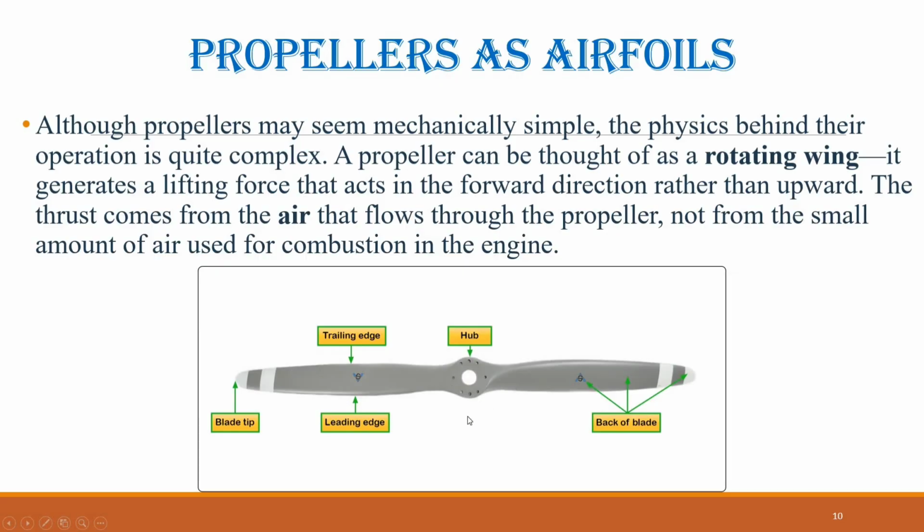The thrust comes from the air that flows through the propeller, not from the small amount of air used for combustion in the engine. The surrounding air is accelerated backward by the spinning blades, and according to Newton's third law, this backward acceleration produces an equal and opposite reaction that pushes the airplane forward.